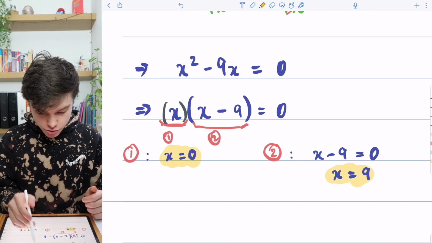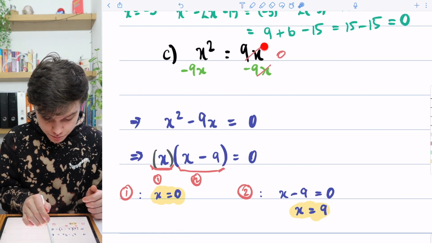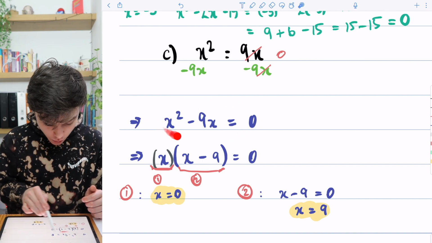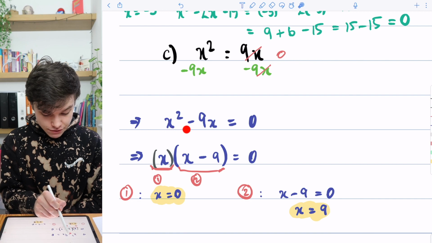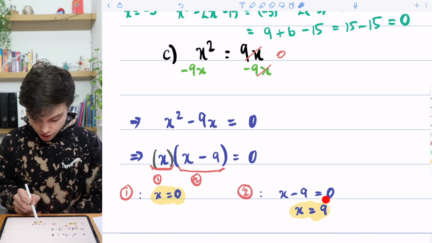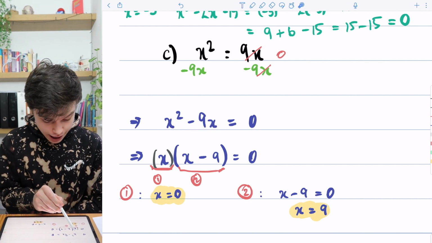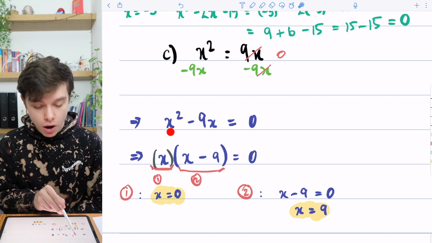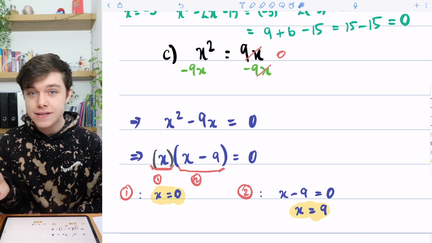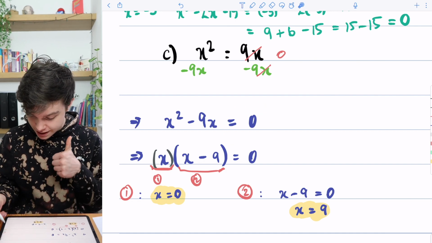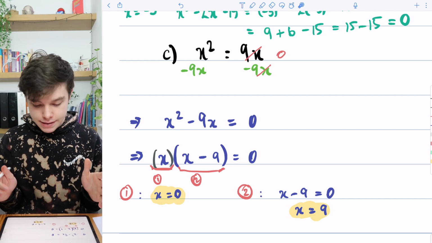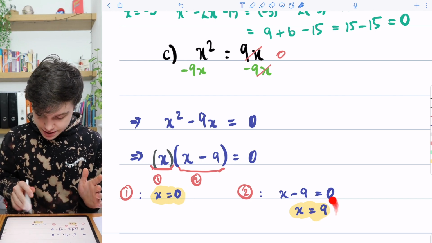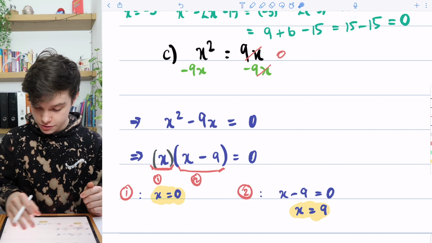And again, we can substitute that into this equation. x squared is equal to 9x is the same as this equation here being equal to 0. If I substitute 0 in, I'll have 0 minus 0, which is 0. Or if I substitute 9 in, I will have 9 squared, which is 81, minus 9 times 9, that's 81 minus 81, which does give me 0. So those are our 2 solutions. Not repeated roots here because 0 is different to 9, so we've got 2 solutions.